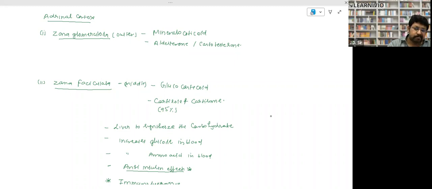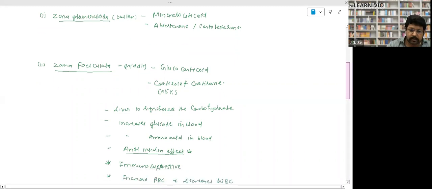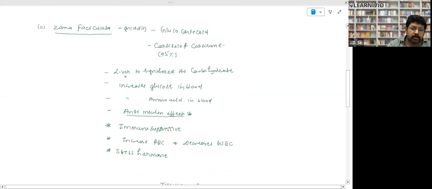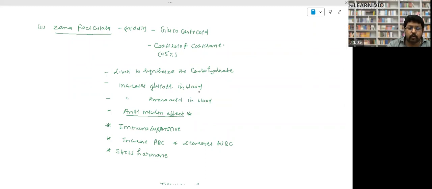Cortisol, right? These hormones are responsible for the liver synthesizing carbohydrate, increasing glucose and amino acids in the blood. This is important. I have made a star. It has an anti-insulin effect. Look, this is responsible for increasing the glucose level in the blood, and the function of insulin is to reduce the glucose level in the blood. That's why it has an anti-insulin effect. You have to remember that glucocorticoid has an anti-insulin effect.